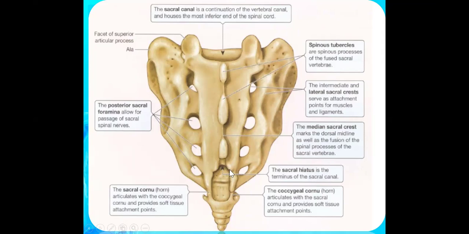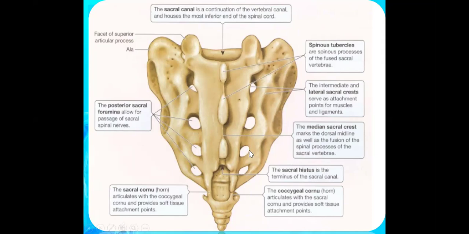That empty area is known as the sacral hiatus, the terminus of the spinal canal, and these two areas are known as the sacral cornu, where cornu means horn. So these are also known as the left and right sacral horns, and they articulate with the coccygeal cornu. These are the two coccygeal cornu, or coccygeal horns. They make a joint with each other, which also gives a point of attachment for various muscles.